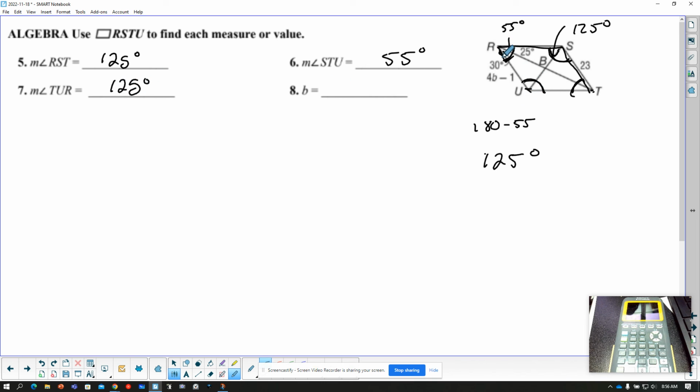And then for B, I have opposite sides are congruent. So 4B minus 1 equals 23. Add 1 to both sides. We get 4B equals 24. Divide by 4, B equals 6.